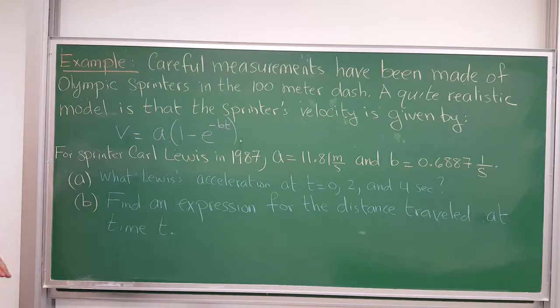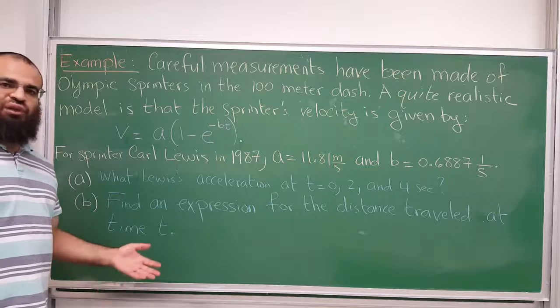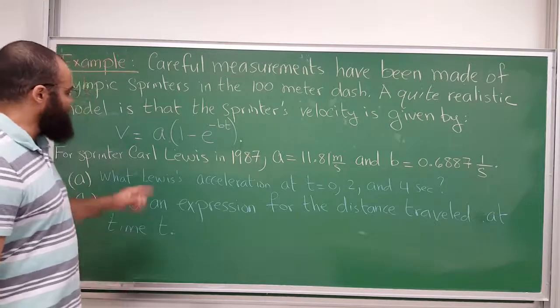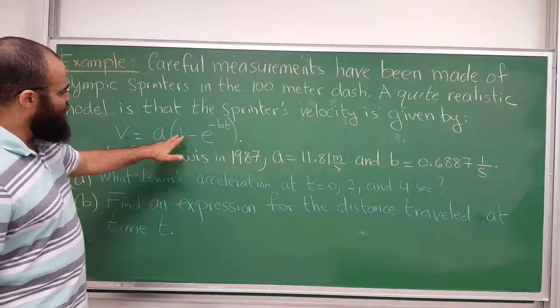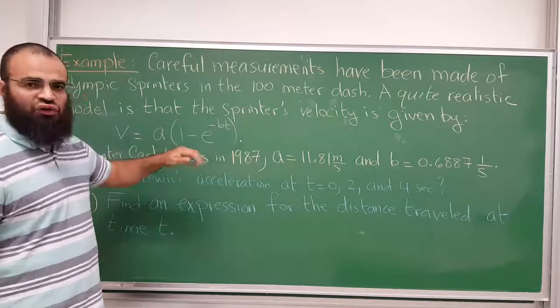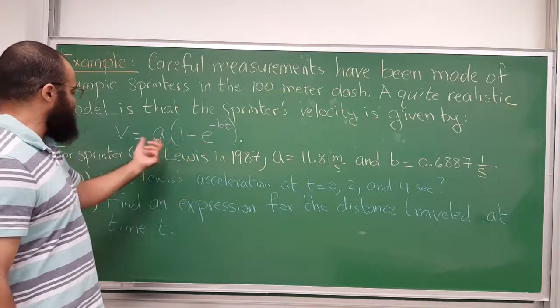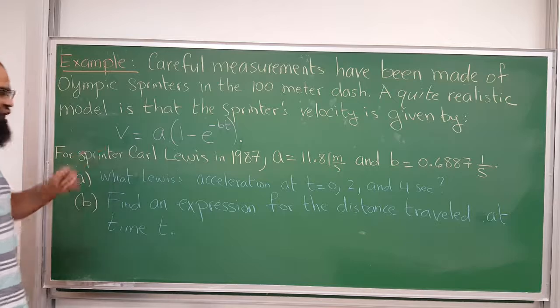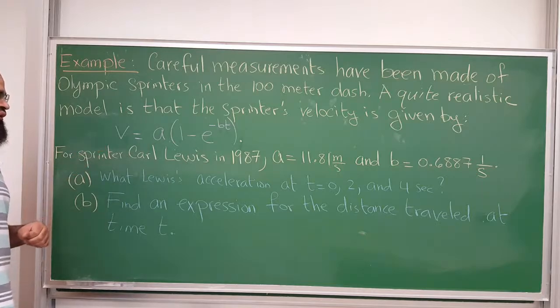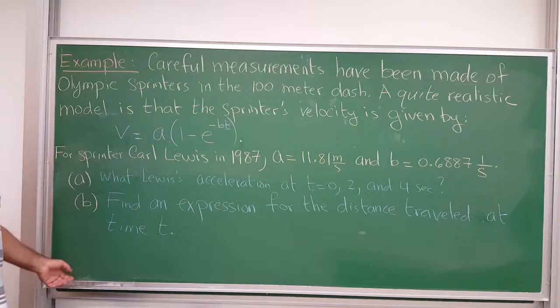So what is Lewis's initial velocity? Well, all runners, they better start at rest. So let's see if that checks out. 1 minus e to the, at time t equal to 0, you have e to the 0, a number to the 0 is 1, so you'll have 1 minus 1, that's 0, 0 times A is 0. So the velocity initially is 0. Looks good. And so we want to find the acceleration here.